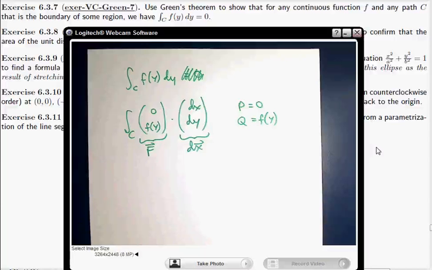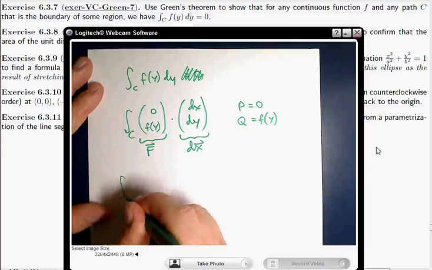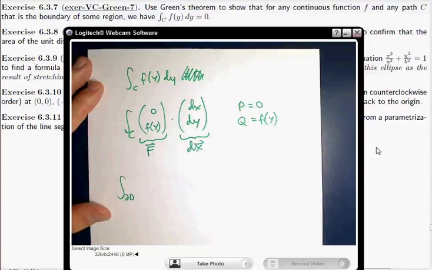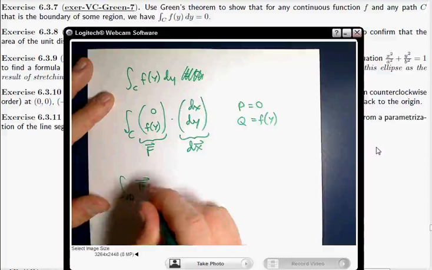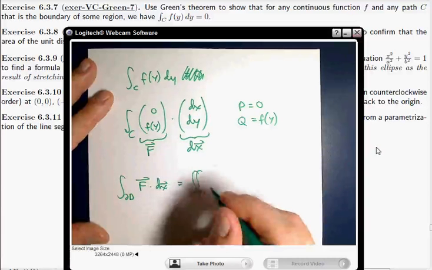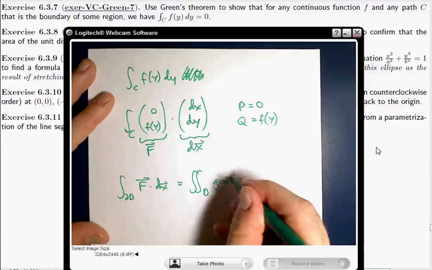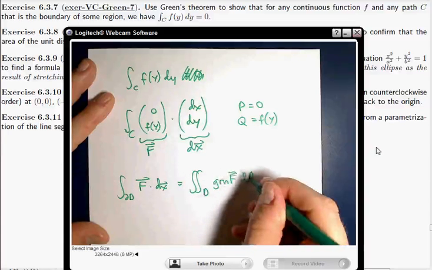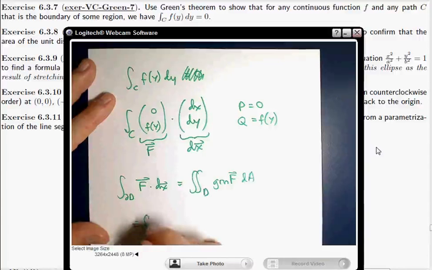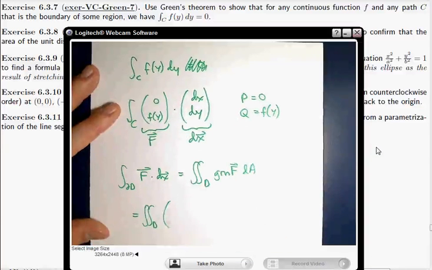Now this path C is the boundary of a region, so let me rewrite this as an integral over the boundary of some two-dimensional region. I've got F dot dx, and Green's theorem tells me that this is the double integral over that solid two-dimensional region of Green F dA. Now, what is Green F? Well, it's dQ/dx minus dP/dy.